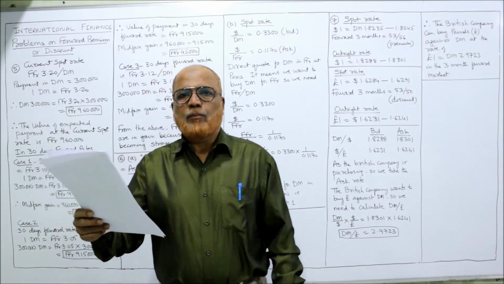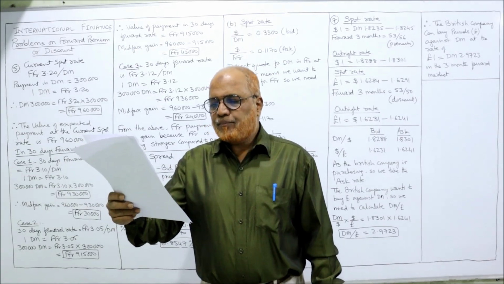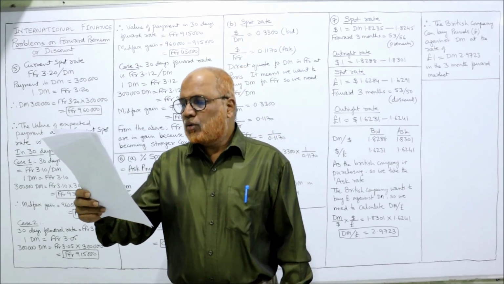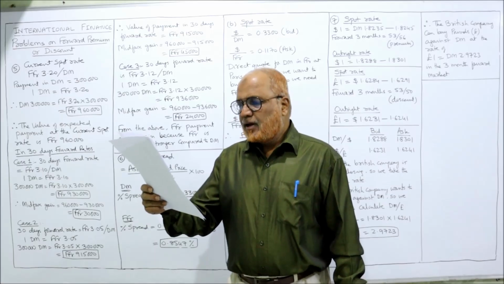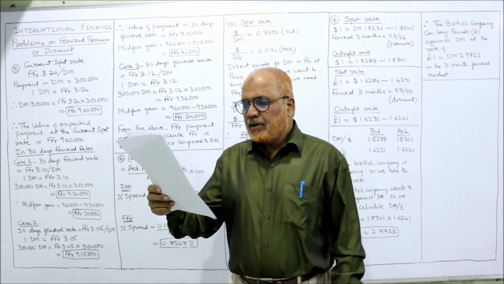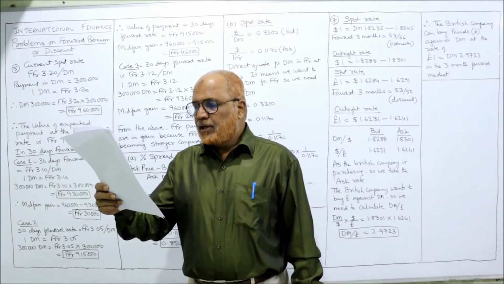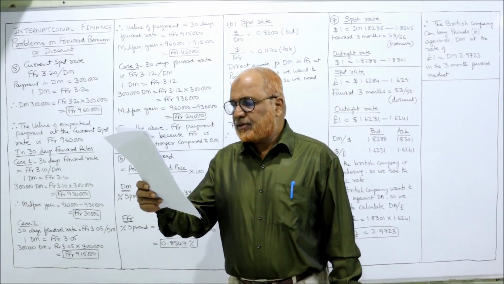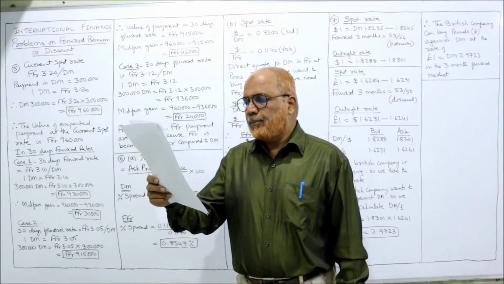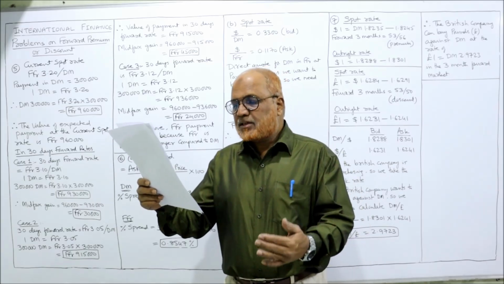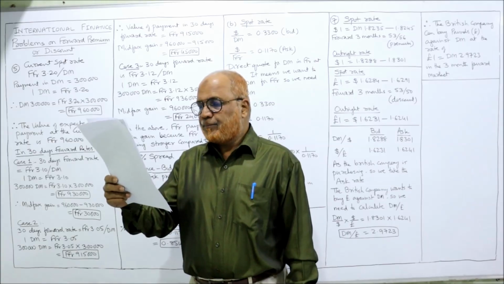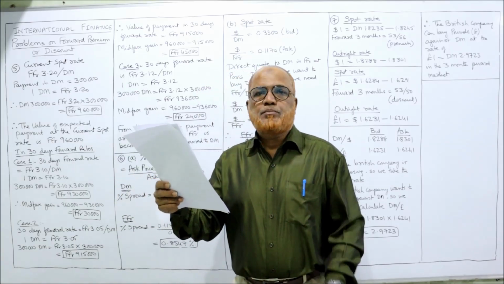Now, see the 5th problem. The Midfax company, a French firm, has bought goods from a German firm and has agreed to pay DM 3,300,000 in 30 days. If the current spot rate is FFR 3.20 per DM, what is the value of expected payment in FFR at the current spot price?